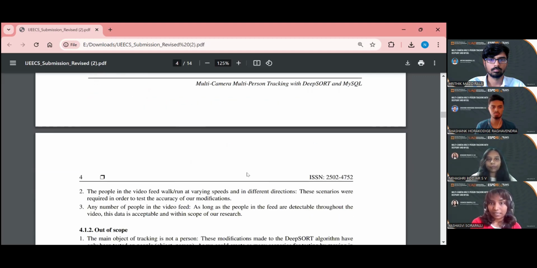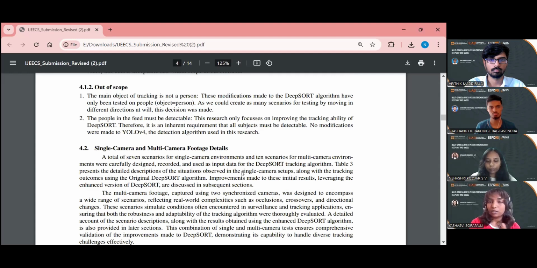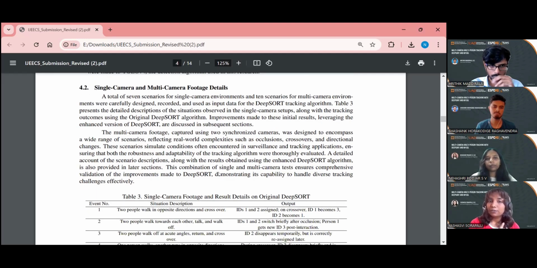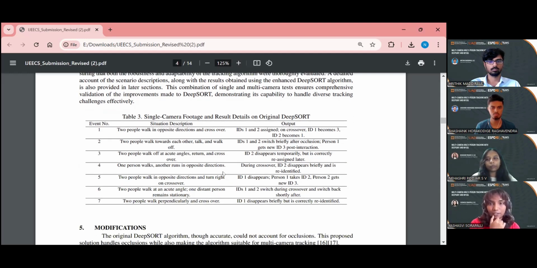For out of scope criteria, one is that the detected object is not a person. YOLO V4, which is the detector we use, can detect other objects, but our paper focuses mostly on people. So if it was not a person, it was out of scope for us. And also, like I said, they need to be detectable. Now, coming to the footage, we have footage for single camera and multi-camera. For single camera, we focused on 7 scenes of 7 different cases, and for multi-camera, we have 10 different cases, which will be covered in a later section.